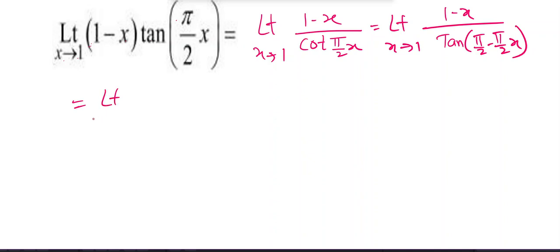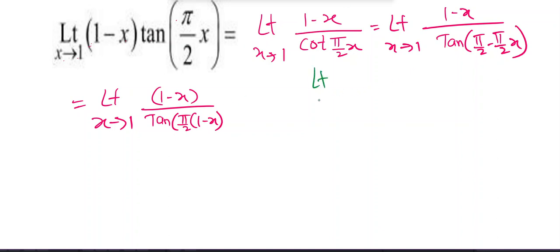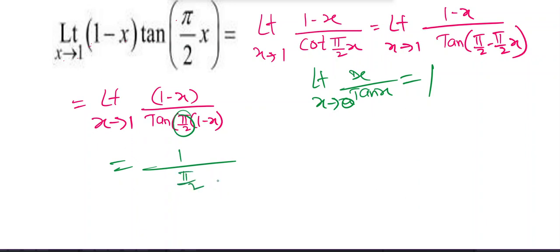That is equal to limit x tends to 1 of (1 minus x) by tan of, taking pi by 2 common, pi by 2 into (1 minus x). So this is the formula: limit x tends to 0 of x by tan x is equal to 1. Here x tends to 1, so it is 0 by 0 form. Here the coefficient of (1 minus x) is pi by 2, so the answer is 1 by pi by 2, that is equal to 2 by pi. This is the required answer.